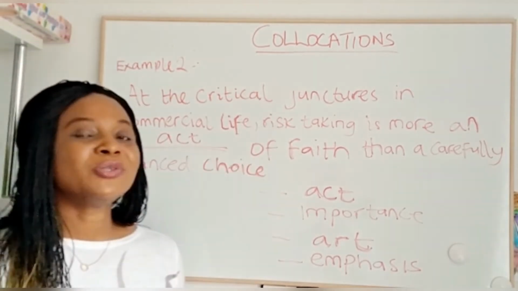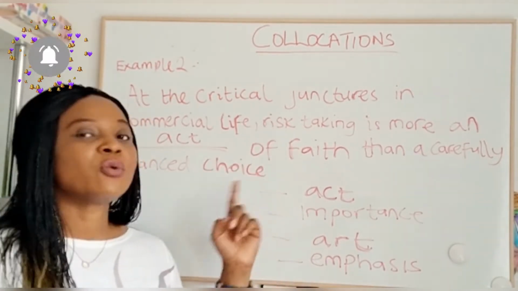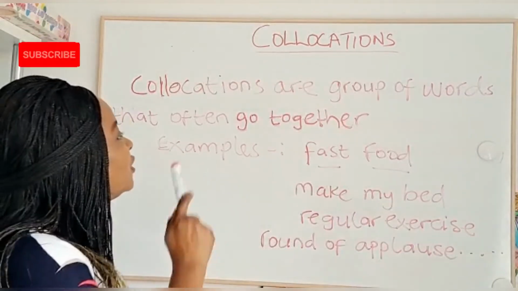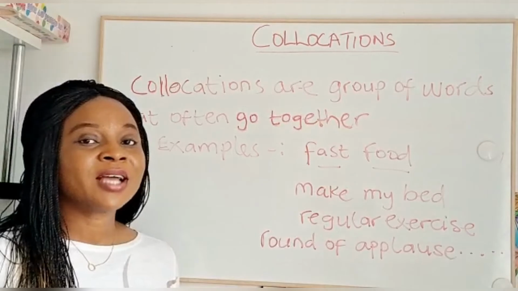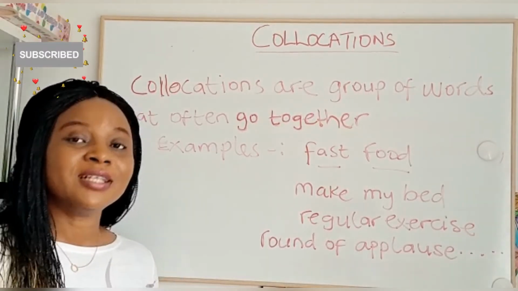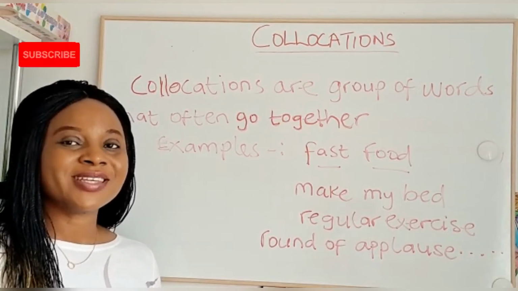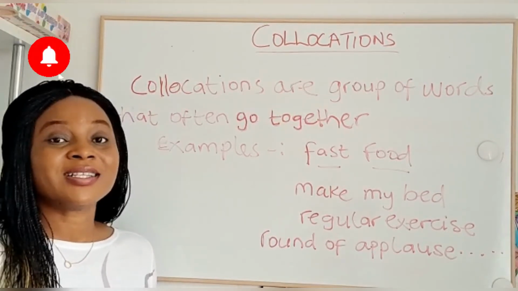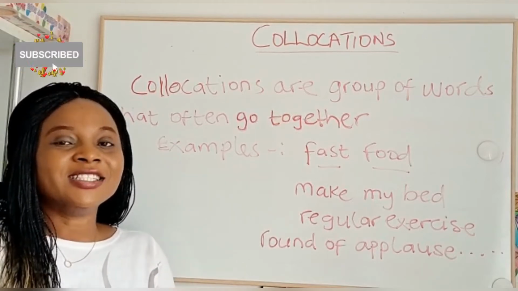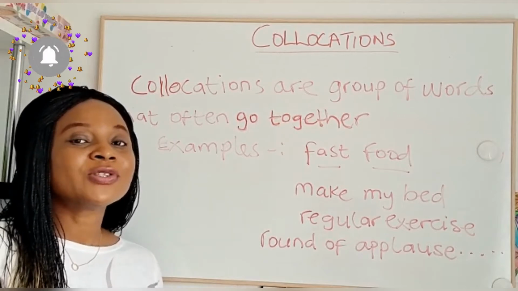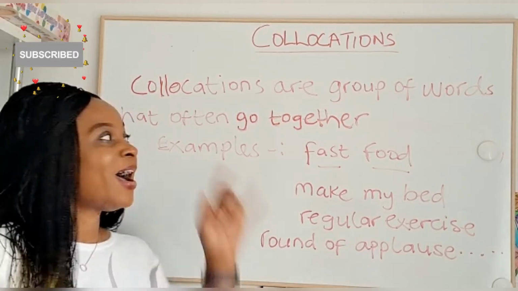So I'm just going to explain to you why we have been doing this and what collocations are. Collocations are a group of words that often go together. Sometimes you hear people say, "I'm going to do the dishes, I'm going to do the laundry," or "She burst into tears." Those words, we already know that they sound good together. That is why they use them together in the English language, especially native English speakers. So those groups of words that we use together are called collocations.